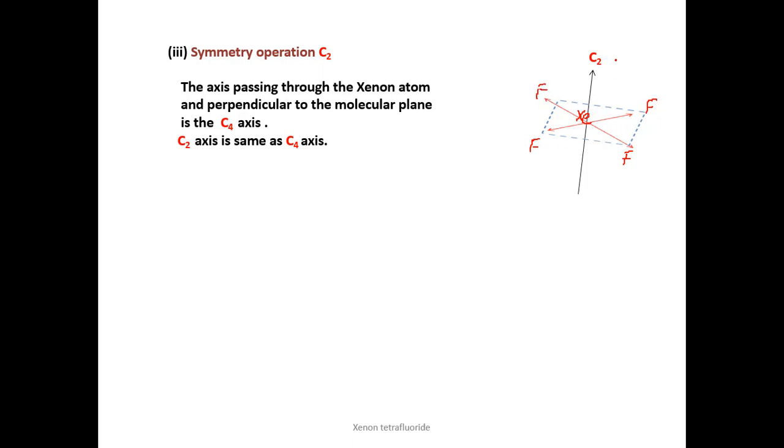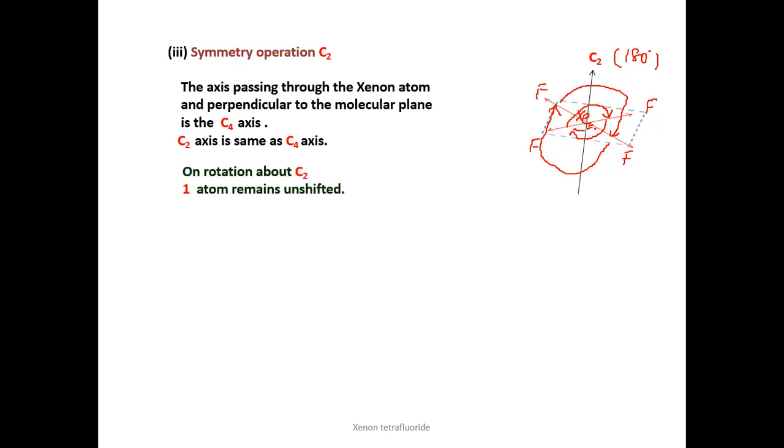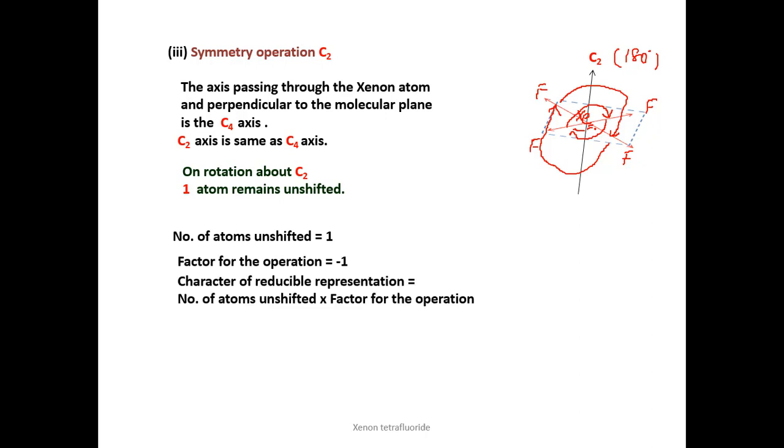And during rotation about C2, which involves 180 degree rotation, this fluorine atom will be shifted here, whereas this will be shifted here, and so on. This fluorine atom will be shifted here, whereas this will be shifted here. And there will be one atom that is remaining unshifted, and that is xenon. So the number of unshifted atoms is equal to 1, and the factor for the operation is minus 1. Character for the reducible representation is equal to 1 into minus 1 equal to minus 1.